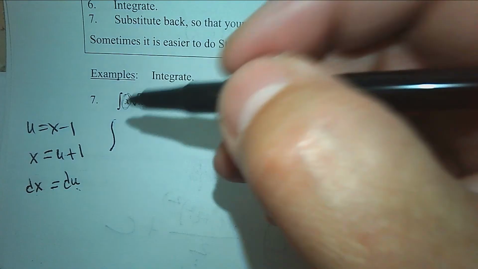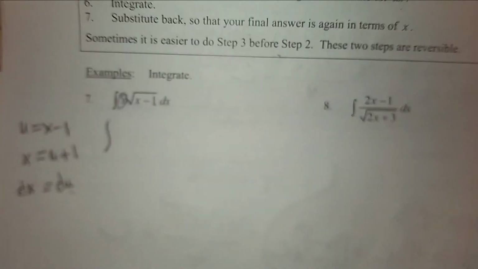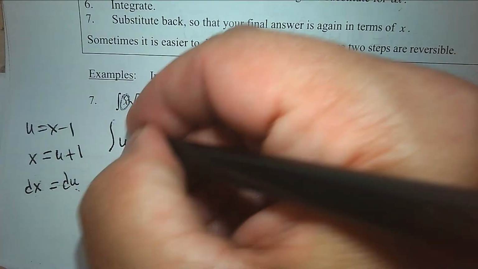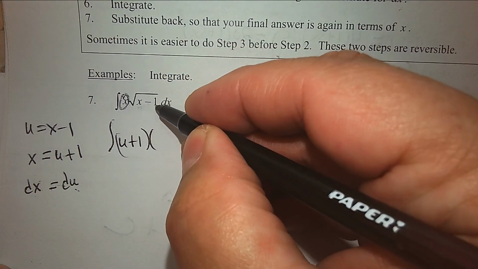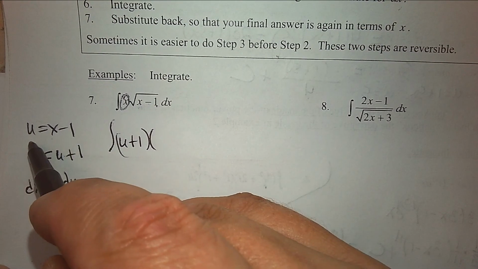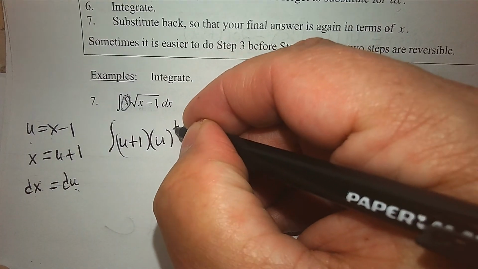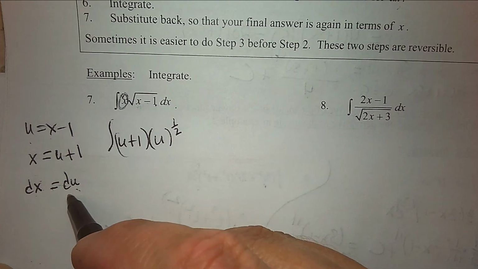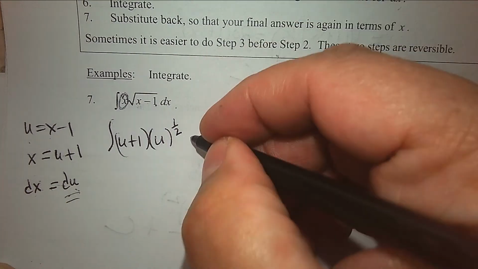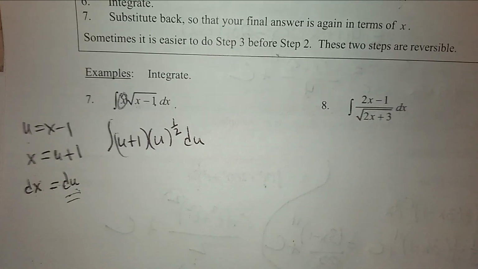So, come back to the question. Do you see an x in front? What does x equal? Done. Instead of x minus 1, what does x minus 1 equal? U. And instead of square root, I'm going to put it to the exponent 1/2. What does dx equal? Du. So now we're integrating with respect to u instead of x.